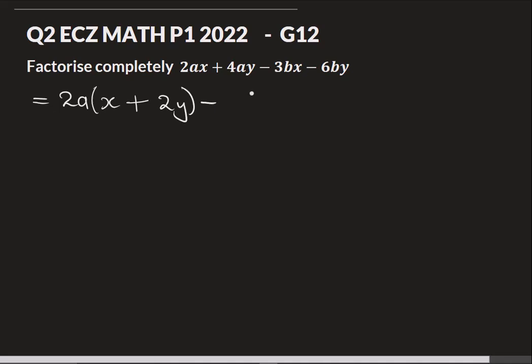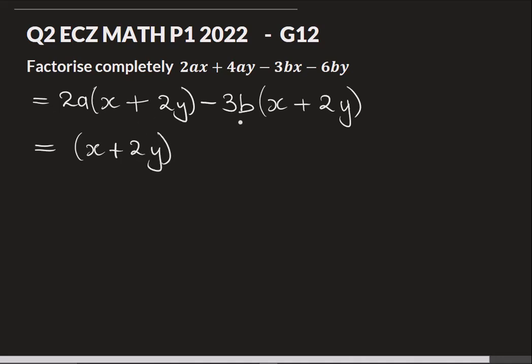Next, we put a minus, then we find which number can go into 3 and 6. 3 can go into both those two numbers, and then we look at the variable which is in both. It's b. After that, we write the remaining part. We will be left with a 2, and then we'll be left with a y also.